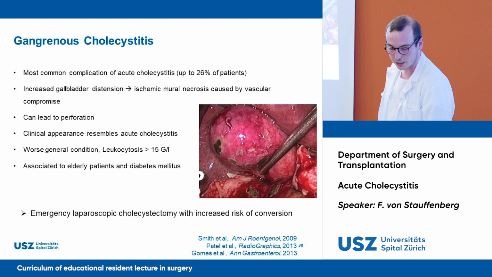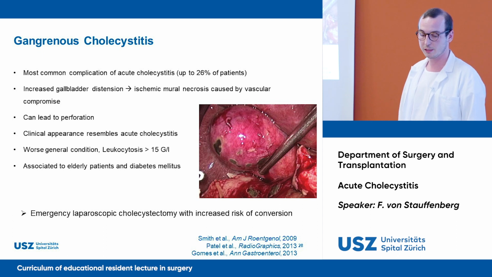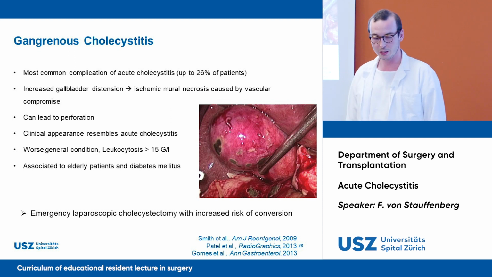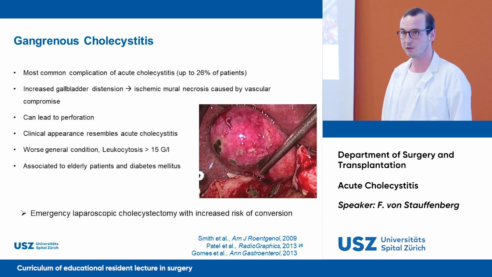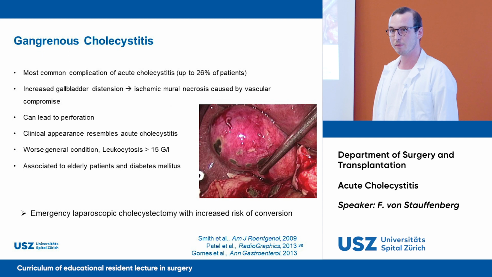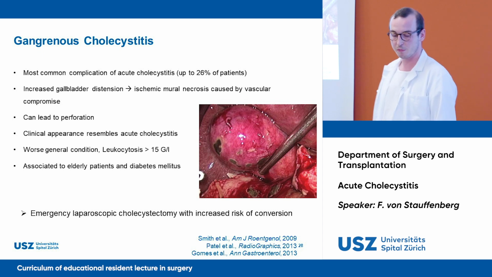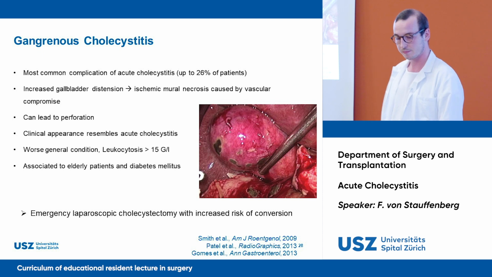The most common complication of acute cholecystitis is gangrenous cholecystitis in up to 26% of patients. Due to increased gallbladder distension, there's an ischemic mural necrosis caused by vascular compromise. It can lead to perforation, and the clinical appearance is similar to acute cholecystitis, but patients will present in a worse general condition and with leukocytosis over 15,000. It is associated to elderly patients and diabetes mellitus. Treatment of choice would be emergency laparoscopic cholecystectomy with an increased risk of conversion.